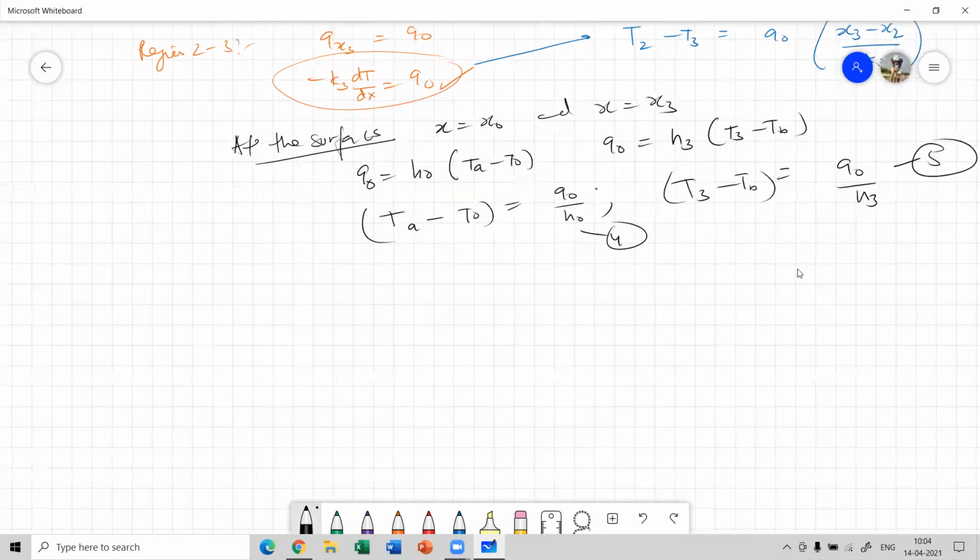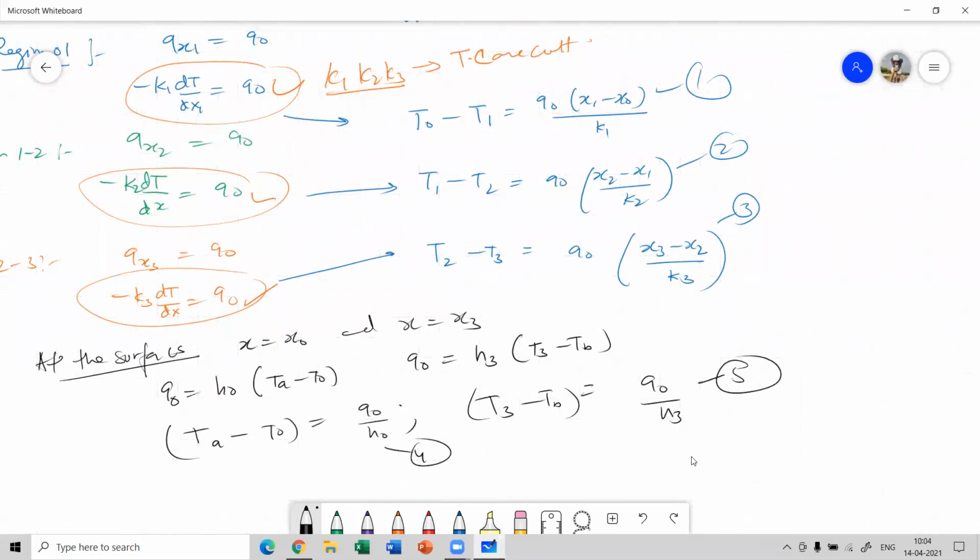Now let's add all the equations, equation 1 plus 2 plus 3 plus 4 plus 5.